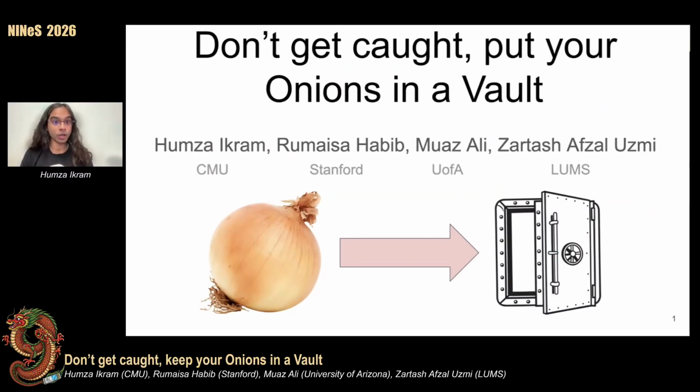Hi, I'm Hamza. I'm one of the authors of this paper, which talks about the Tor network. And without further ado, let me just get into it.